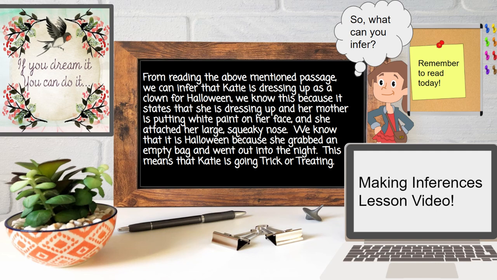From reading the passage, we can infer that Katie is dressing up as a clown for Halloween. We know this because it states that she is dressing up, and her mother is putting white paint on her face, and she attached her large, squeaky nose. We know that it is Halloween because she grabbed an empty bag and went out into the night. This means that Katie is going trick or treating.